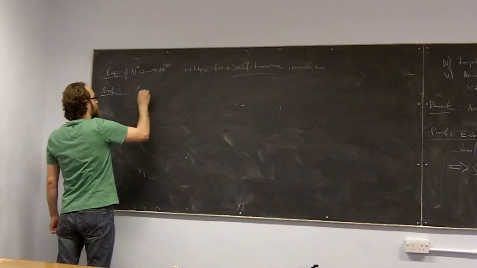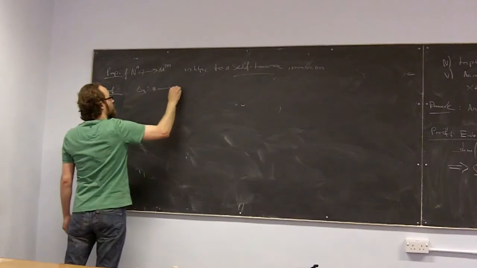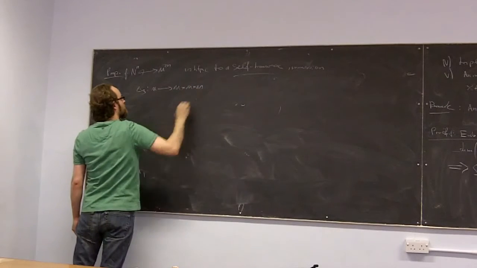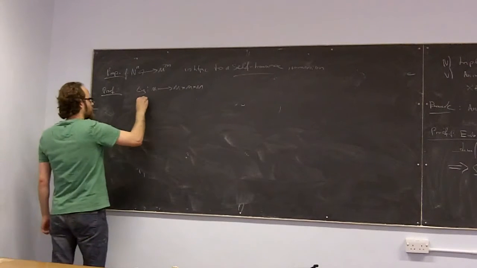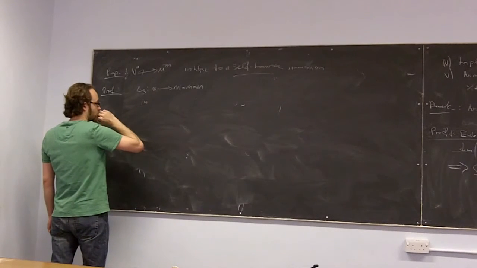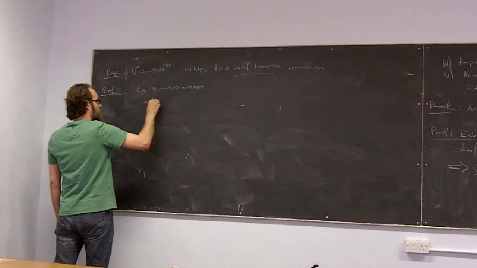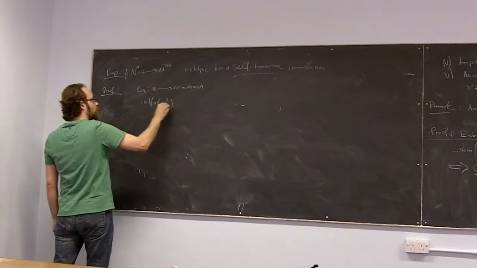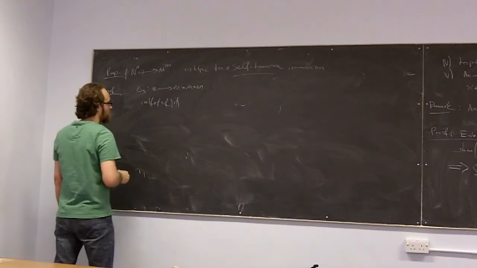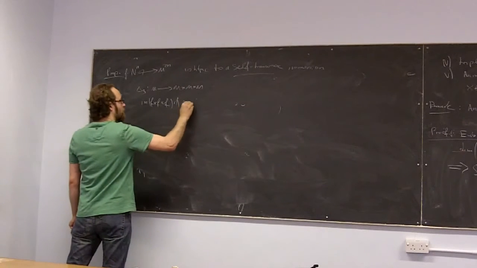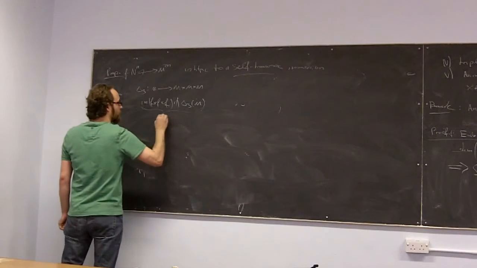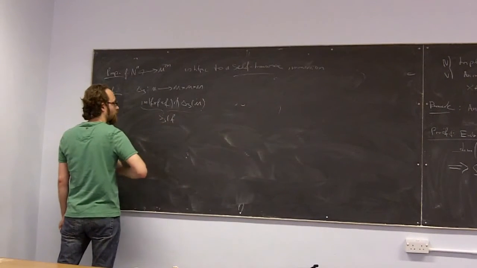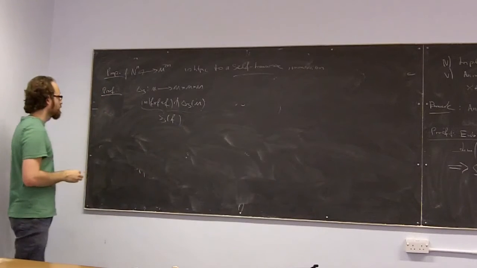So let delta 3 be this sort of diagonal. Now I look at the image of f cross f cross f intersected with the image of delta 3 m. So this is the triple point set of f.